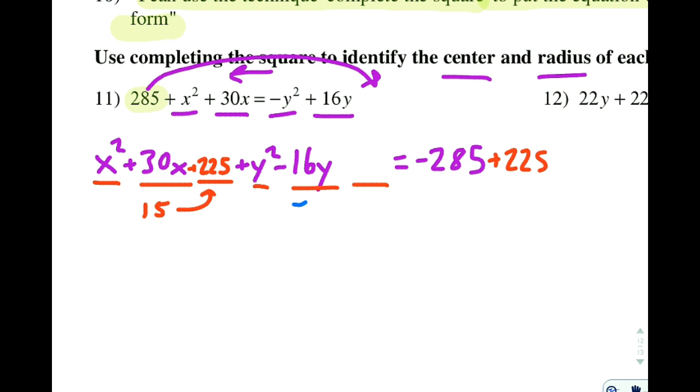Same thing over here, I have negative 8 as half of the coefficient of y. So I'm going to take negative 8 and square it, which is positive 64. So add 64, and if I'm going to add something to one side, I have to add it to the other side as well to make sure that I'm still equal. And so I modified this problem from the original to add the 225 and the 64 to both sides.